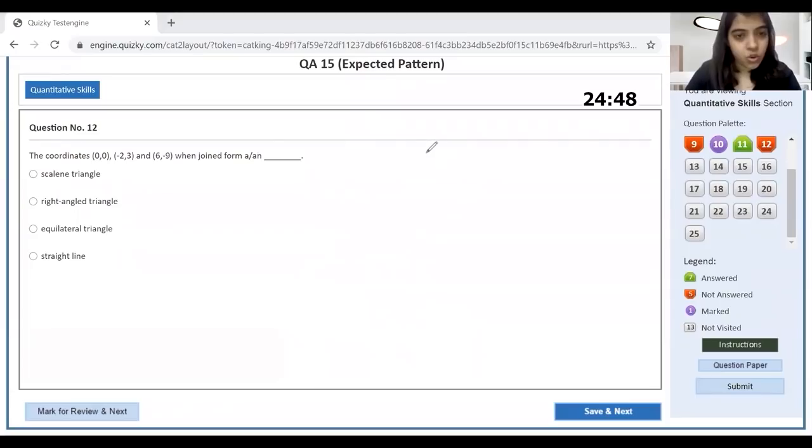The coordinates when joined form a, let's see. One is the origin, right? One is minus 2, 3, just to get an idea. The other is 6, somewhere around here. Now, from the looks of it, it looks like it will be a straight line. Let's just confirm that it's not a triangle. It can't be a right angle triangle clearly. It can't be an equilateral triangle by any chance. Let's just see if it's a straight line or not.